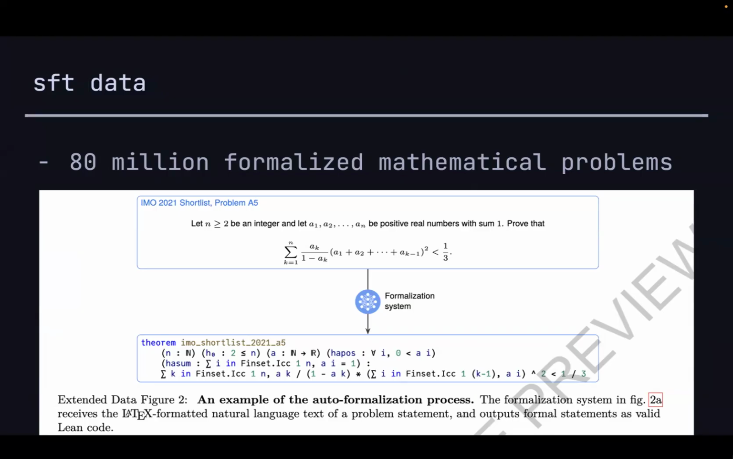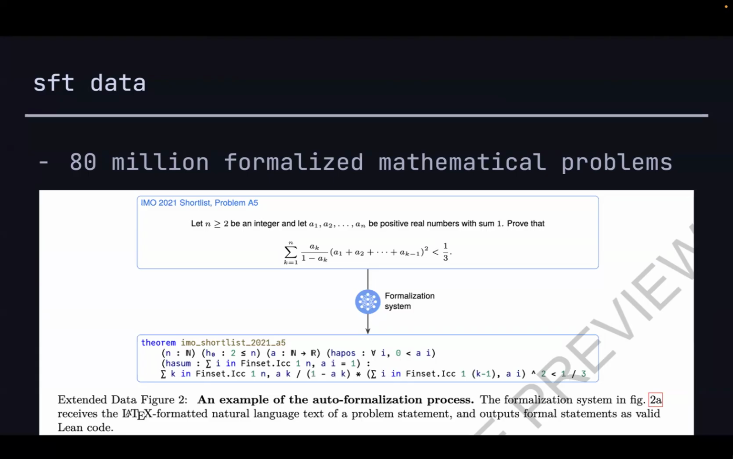SFT data. I covered this a little bit before, but they use an auto-formalization system. In this case, it's basically just Gemini Pro 1.5. So this is not end-to-end trained, and this could definitely be a work in the future. So they translate a problem like that: let n greater or equal to 2 be an integer, and let a1 through an be positive real numbers with sum 1. Prove that arithmetic bound. And then you would plug that through the formalization system into that theorem in Lean, right?